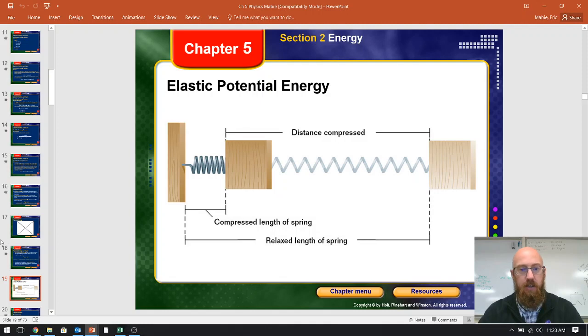Example, look at there. There's a picture of it. So if it is relaxed and then we smash it down, it's compressed. And so we have the distance compressed. That would be the x in our equation.